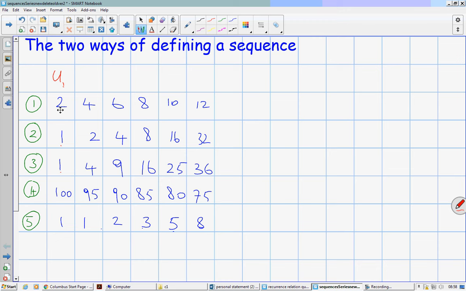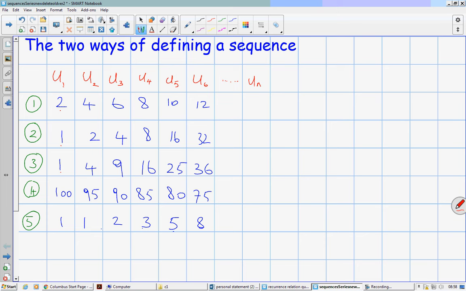It is a suffix. Okay, and U2, U3, U4, U5, U6, and then of course what we can do, and you will have all seen the idea of an nth term. So we can talk about first term, second term, third term, fourth term, fifth term, sixth term, and nth term.